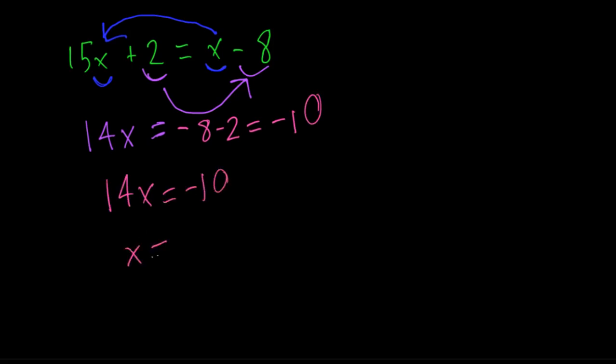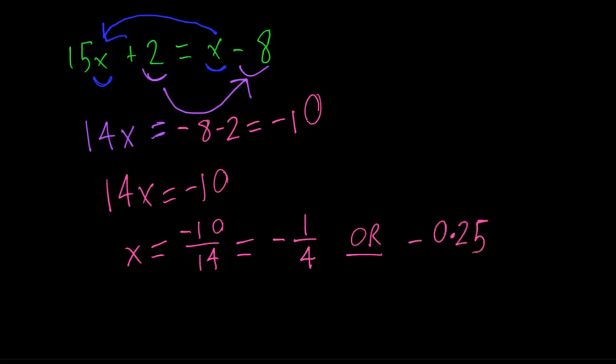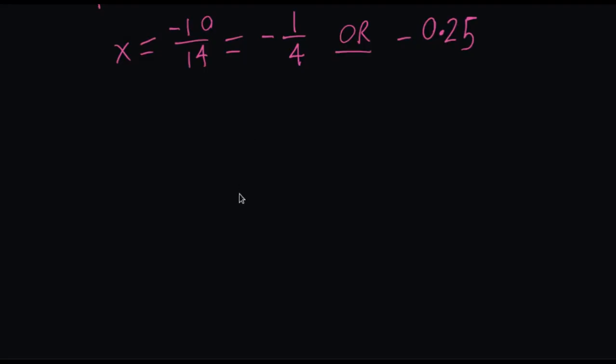So that means that x is equal to minus 10 over 14, which is equal to minus 1 over 4 as a fraction, which is also, as a decimal, minus 0.25. You can plug it into your calculator and test it out. Okay, let's take a look at one final example, which is 4 divided by 3x is equal to 8. Okay, so now we have a fraction, and this might seem kind of strange at first sight, but don't worry.